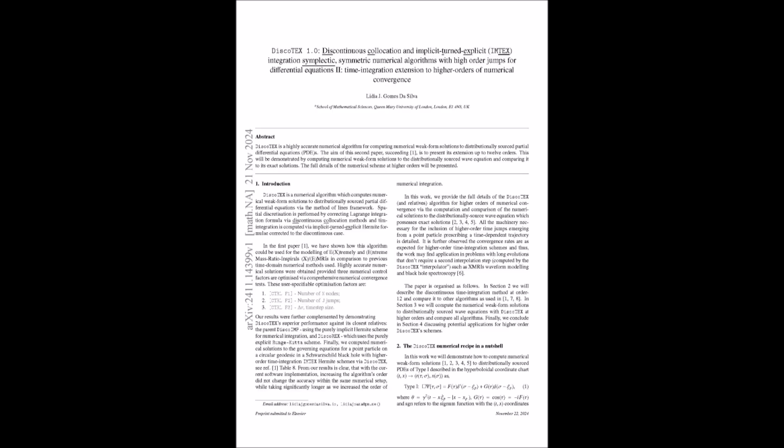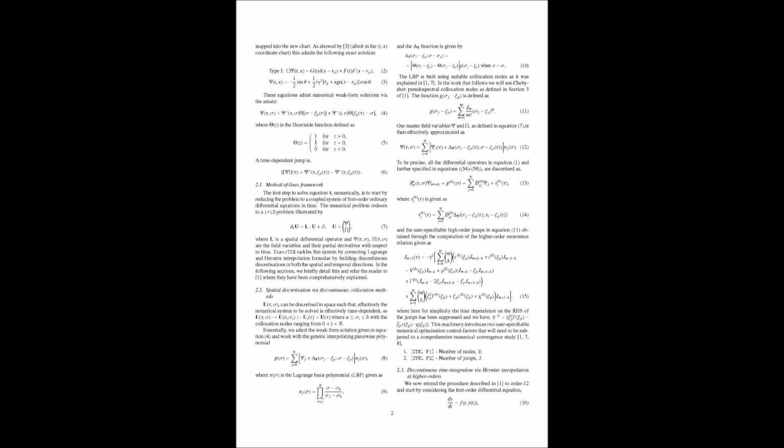Okay, that makes sense. Now let's talk about those discontinuities, those jumps that are mentioned throughout the paper. They seem to be a key ingredient in DiscoTEX's ability to handle those abrupt changes that happen in the solution. They even allow for user-specifiable jumps. How are those calculated, and how are they incorporated into the algorithm?